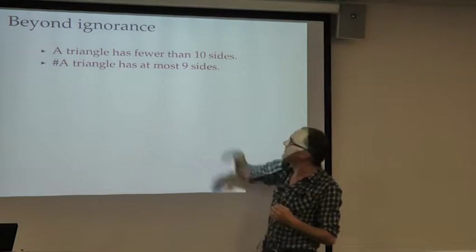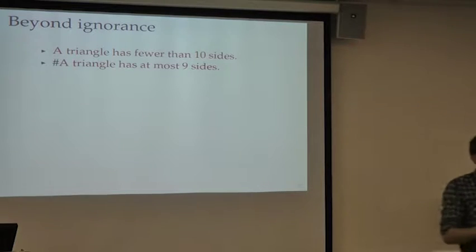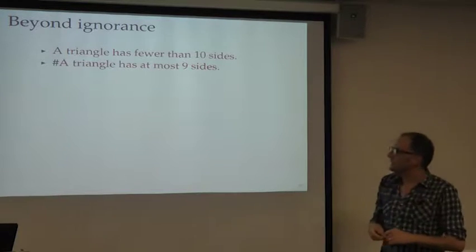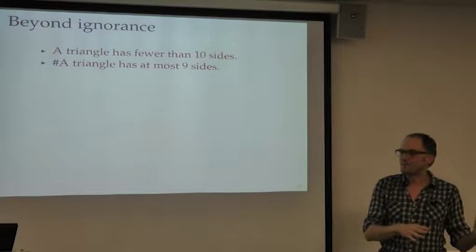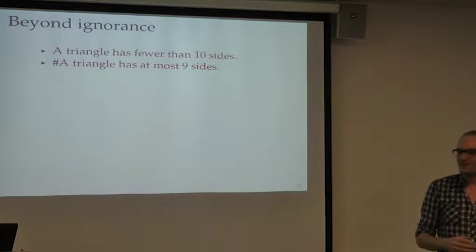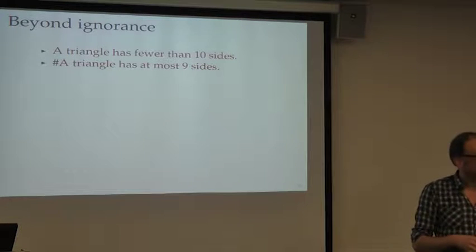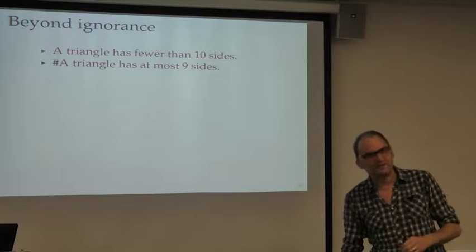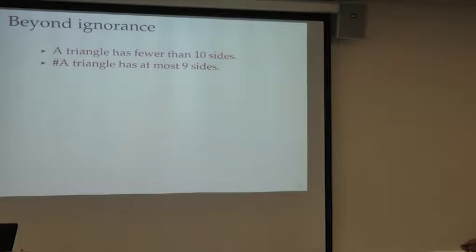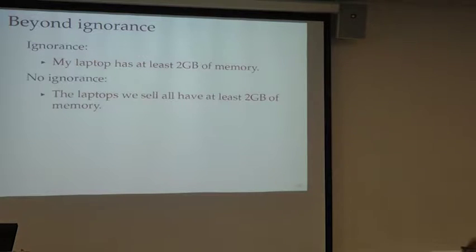I think the intuition here with the second sentence is either you don't know how many sides a triangle has, which is strange, right? Or you think, and this is even stranger, that there are different kinds of triangles, and the kind with the most number of sides has 9 sides. Right? Which is even stranger. Yeah? Okay. I have an example later where this actually works. I should have had it here, but I'll show it to you later.